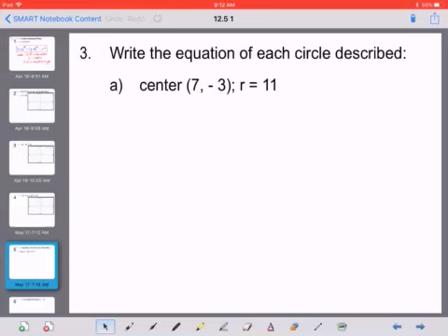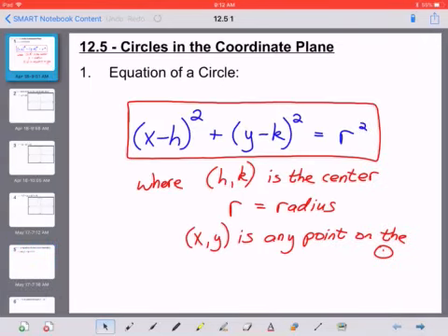Okay, geometry, let's pick up with the second half of our 12.5 notes. So yesterday we reviewed the general equation for the equation of a circle right here and said how it was somehow related to the Pythagorean theorem, and then did a whole bunch with that in terms of starting with the equation of a circle and then trying to graph from that.